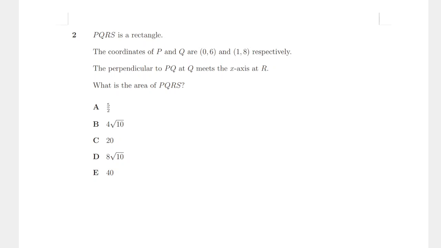Okay, so, to me, these words mean nothing. I think I have to draw a diagram to see what's happening. So, axes. P is 0, 6. Q is 1, 8, so somewhere, I guess here, yeah? Okay, so this is my PQ, very good.